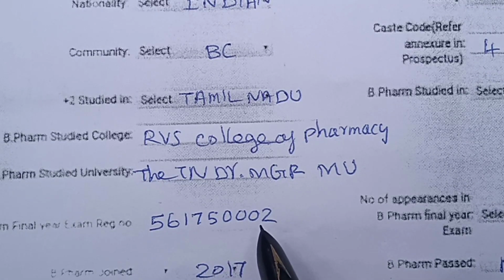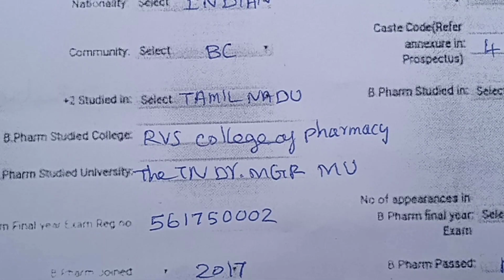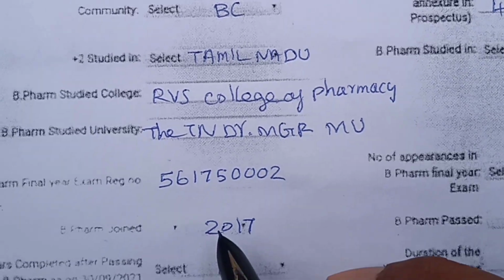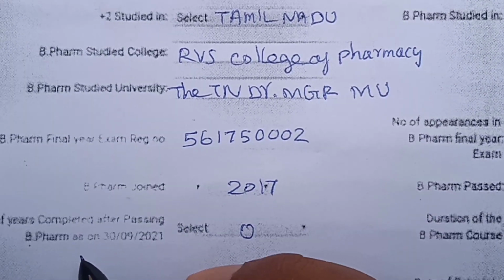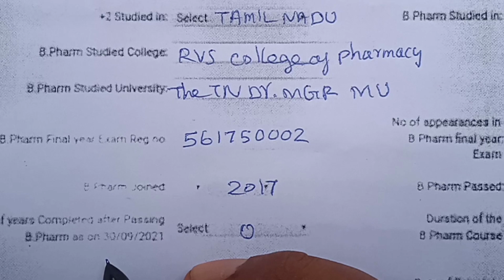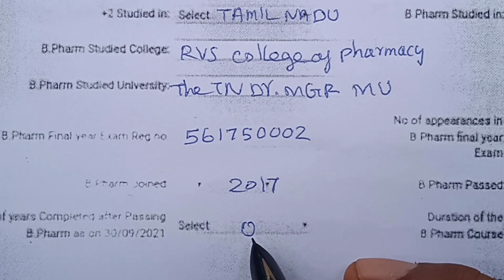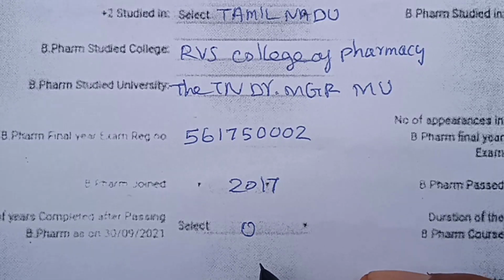5617-50002 is the registration number. So I have mentioned this number for model purpose only. Okay. Then Pharm joined in which year? 2017. Number of years completed after passing Pharm as on 30/9/2021. So he has completed B Pharmacy in August 2021 only. So he has no years of service, only 3 months experience. So I have mentioned 0 here.